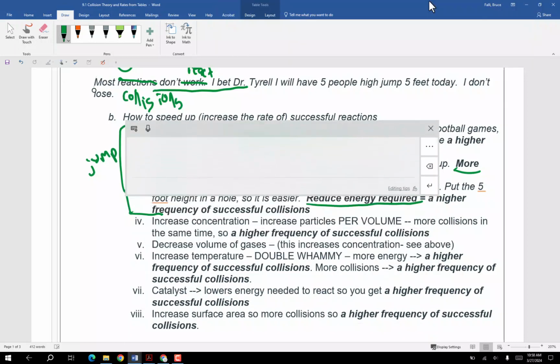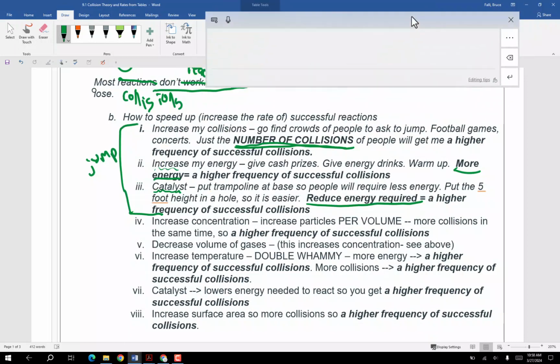This is chem. So I'm going to focus on the chem part now. Increasing the concentration increases the particles per volume. This gives us more collisions in the same time. So more collisions, higher frequency of successful collisions, okay? Decrease the volume of the gas. So if I make my container smaller, that increases my concentration.